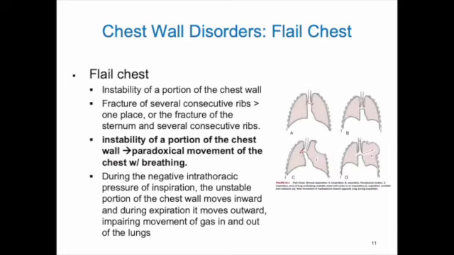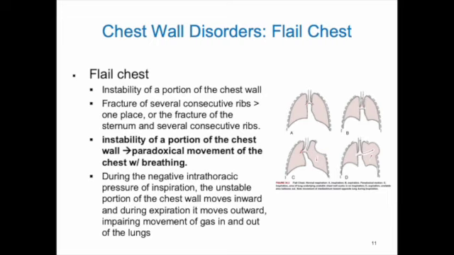Now, flail chest is a type of chest wall disorder, and flail chest is the instability of a portion of the chest wall, and it could occur with a fracture of consecutive ribs. It could happen in one place, or it could be a fracture over the sternum, or several consecutive ribs in other places. With flail chest, you have the instability of a certain portion of the chest wall, which then leads to paradoxical movement of the chest wall when you are breathing.